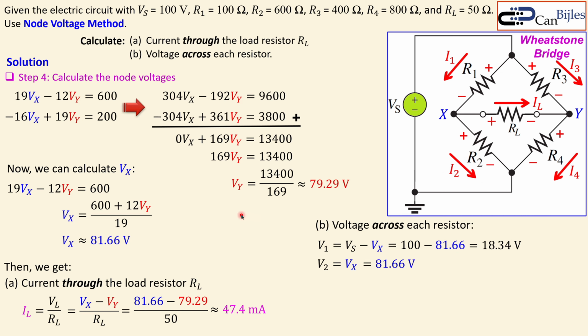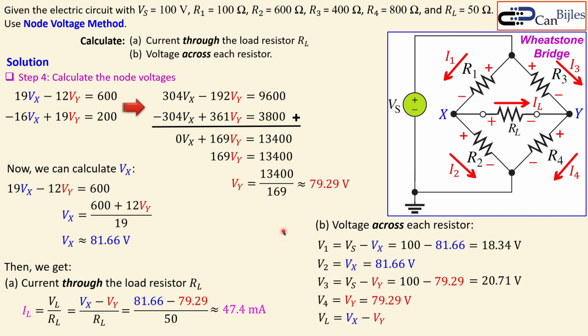That's 81.66. V3, this voltage is Vs minus Vy, and we know both of them. So Vs is 100 and Vy is 79.29. You will get 20.71. And V4 is Vy, or Vy minus 0, that's just Vy, and that is also 79.29 volts.